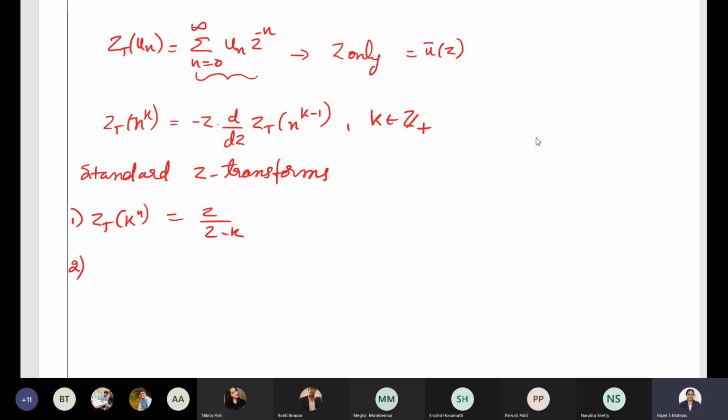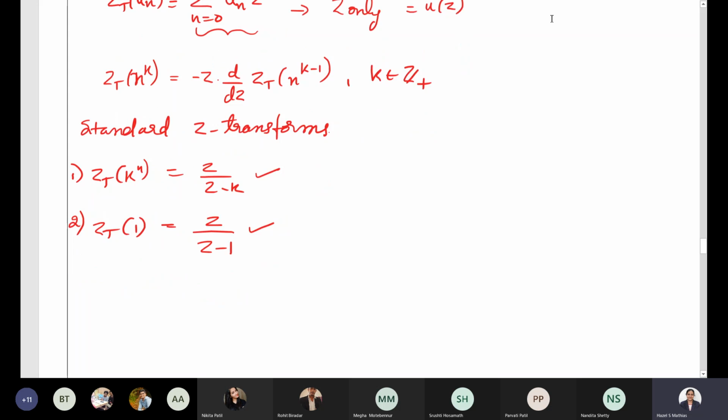Okay. Second one is Z transform of 1. Z transform of 1 is Z by Z minus 1. Okay. Z transform of k power n is what? Z by Z minus k. Z transform of k power n is Z by Z minus k. Z transform of 1 is Z by Z minus 1.